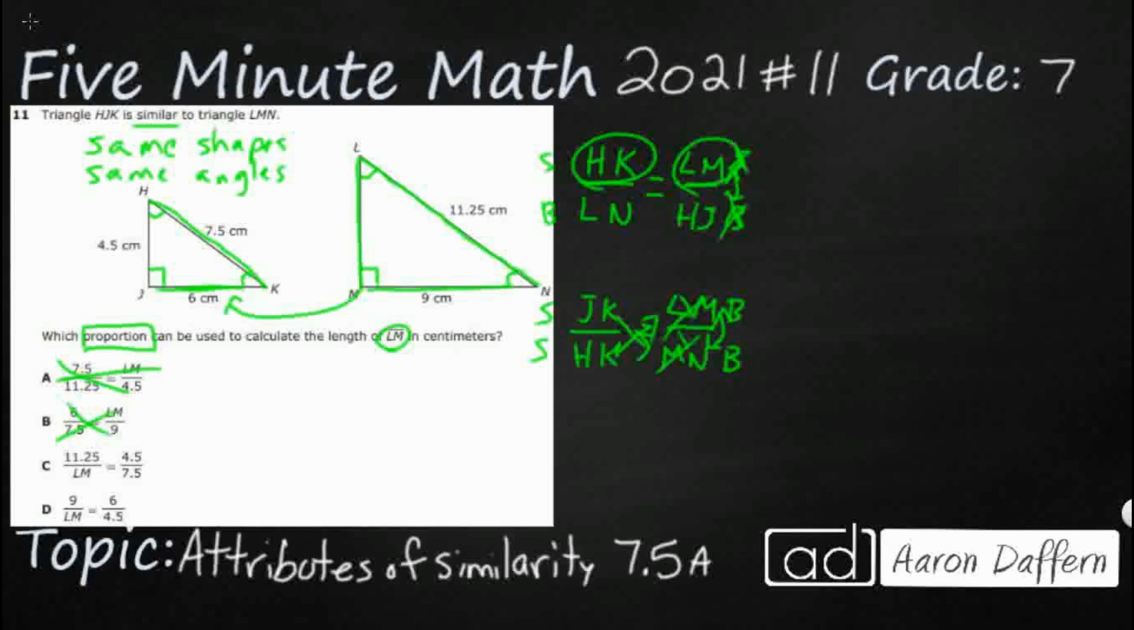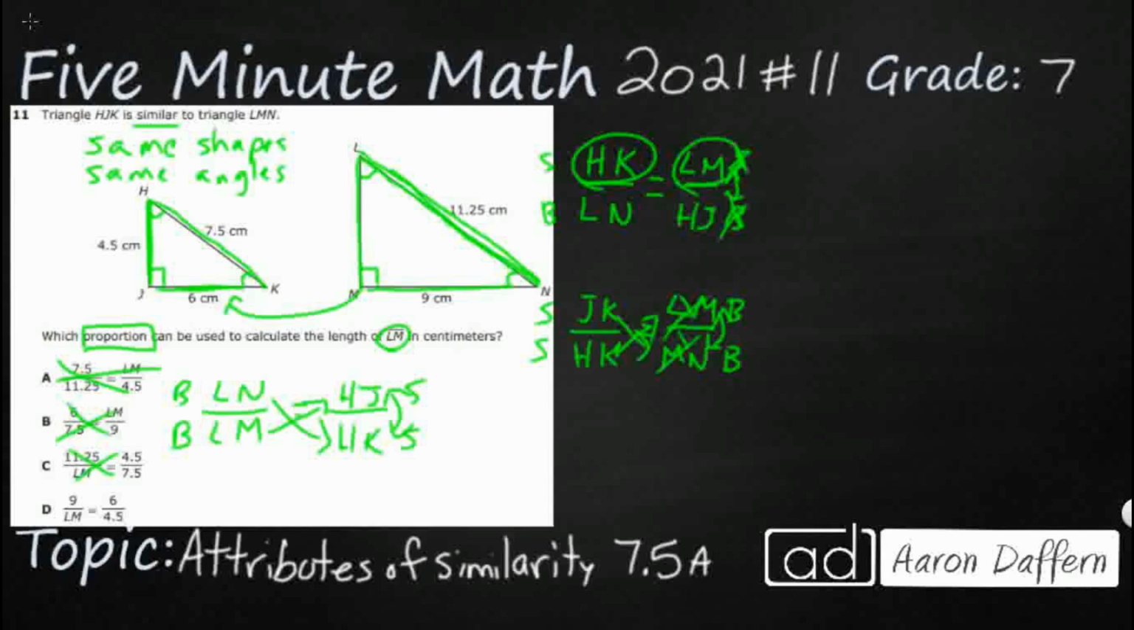Let's check C, 11.25, so that is LN over LM. So we're going to do big to big, that's fine. So we just need small to small, but we need matching. So 4.5 is HJ. So does LN, diagonal right here, match up with HJ? No, it doesn't. Those are the different ones. And then it's over 7.5, which is HK. So once again, that one matches with that one matches with that one. If you flip them, they're good.